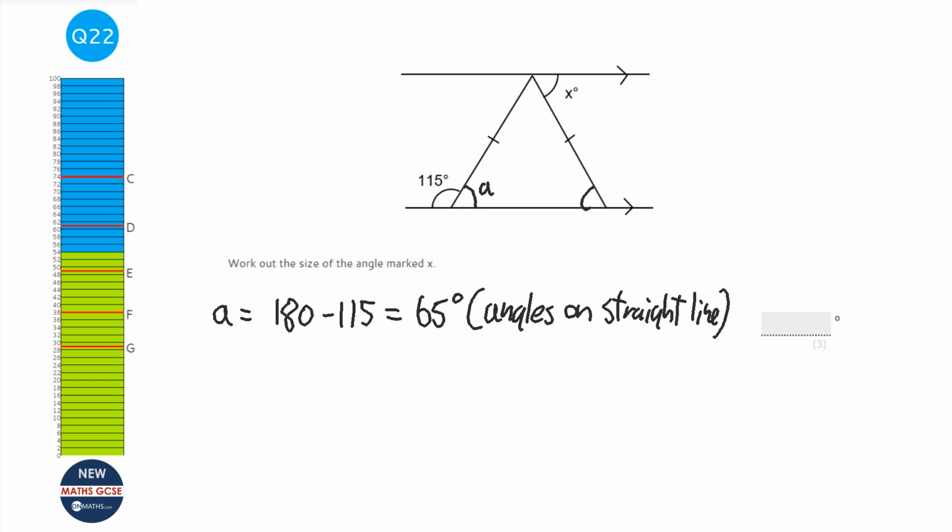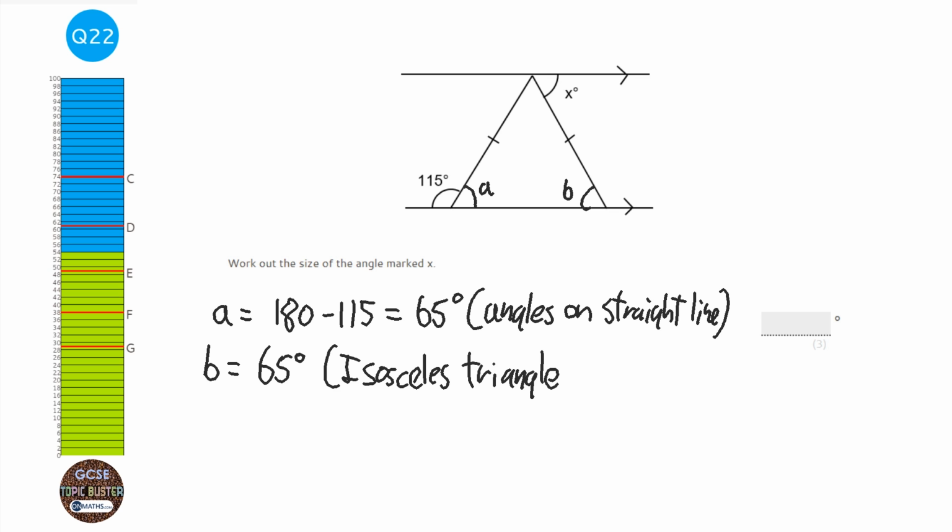And if I know A, I know B as well. So B is going to equal 65 degrees as well, because it's an isosceles triangle. The bottom angles in an isosceles triangle are equal, assuming that the isosceles triangle has the two same sides on the left and right. Obviously if it's rotated it's not the bottom two angles, but it's always going to be these two angles here. Okay, so B is 65.